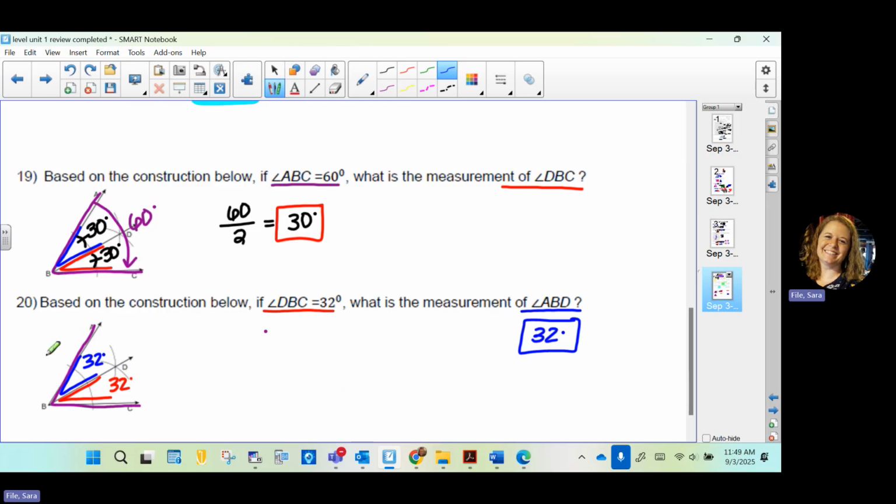What if this one had asked for the whole big angle? What would the whole big angle be? 64. So just make sure you're reading and being clear on what is asked. That's why it's so important to be able to name your angles, connecting the dots in order. I'm happy to let you borrow colored pencils or markers or highlighters on the test so you can draw these pictures and color code like I did in the notes. You've got to know how to name your angles.